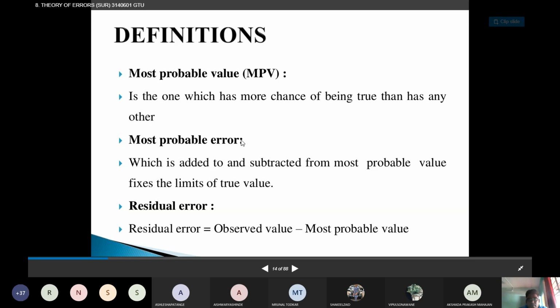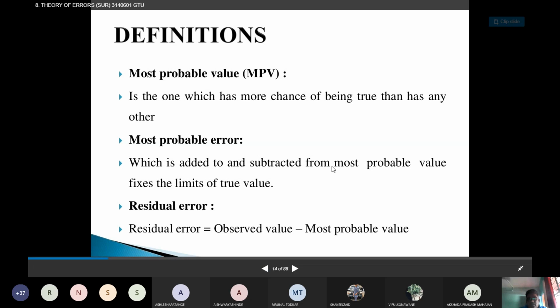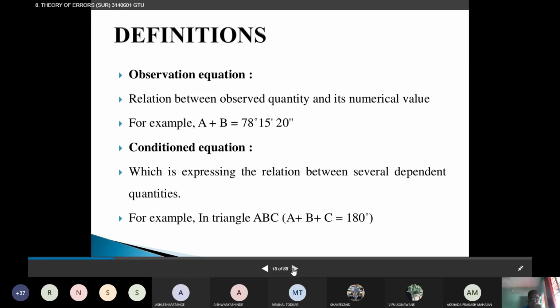So the most probable error is nothing but the value which is added to and subtracted from the most probable value. That means the observed value must be deducted from or added to this most probable value. And what about the residual error? Please note, residual error is the difference between the observed value and the most probable value.